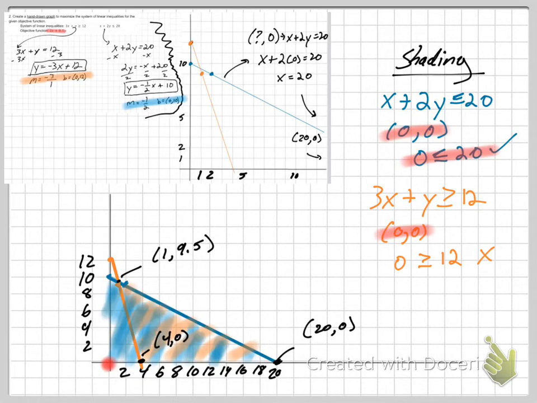But for the orange line, 0, 0 does not equal 12. 0, 0, sorry, is not greater than or equal to 12. So I'm going to shade on the side that's further away from 0, 0. That leaves me with this feasible region and these vertices.